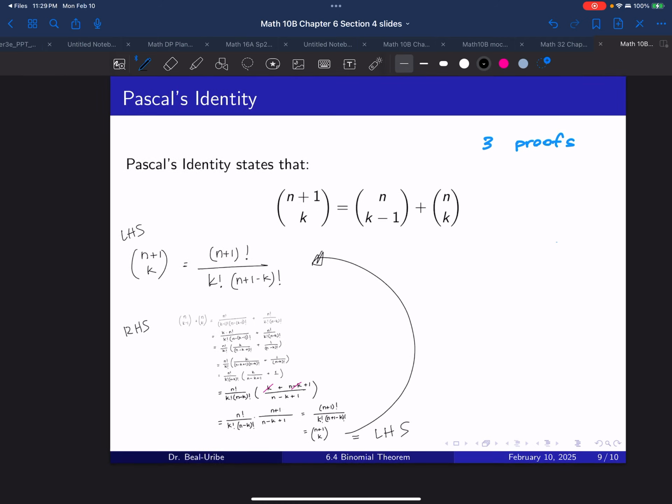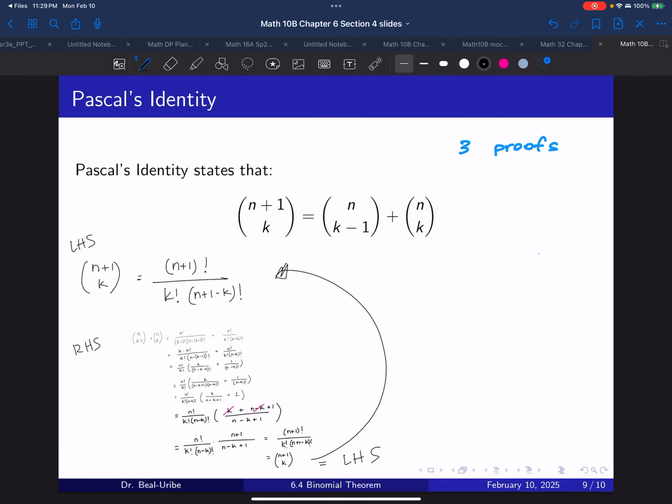So I've done one proof. I can do this proof without knowing any combinatorics. All I need to do is just know algebra, right, and no factorials. Let's do another proof.